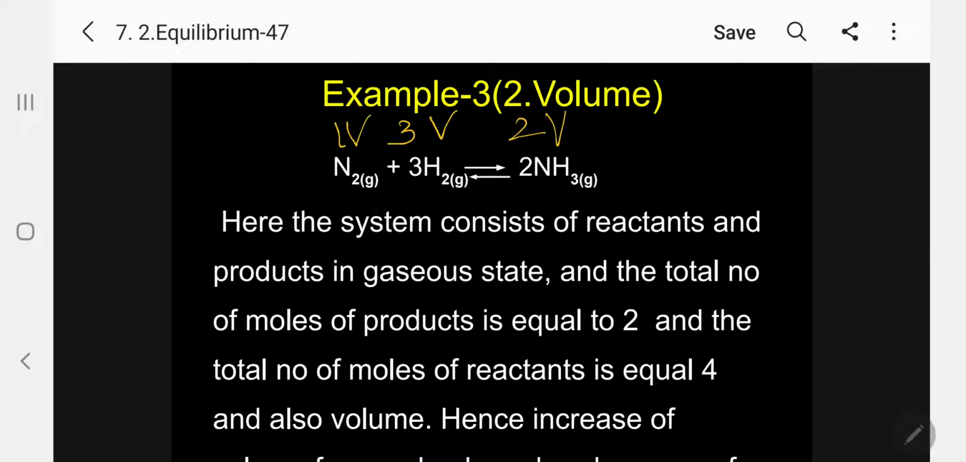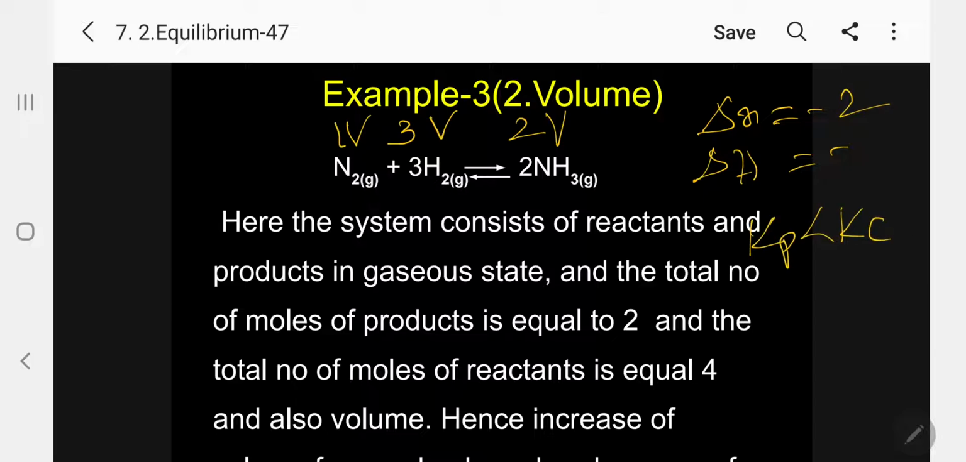Kindly follow. So here what is happening? As usual, we know already here delta n equal to -2. We have already discussed, and delta H of formation is exothermic. The value I have already explained to you. Then Kp is less than Kc. These are the three factors we know about in this case. So let me come to volume.